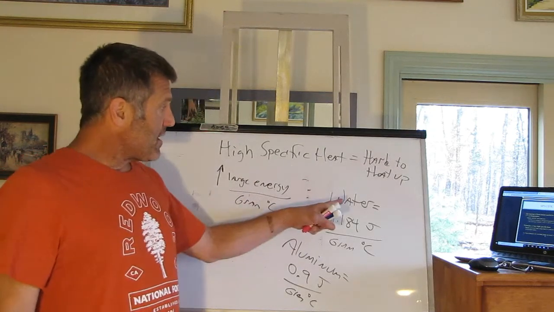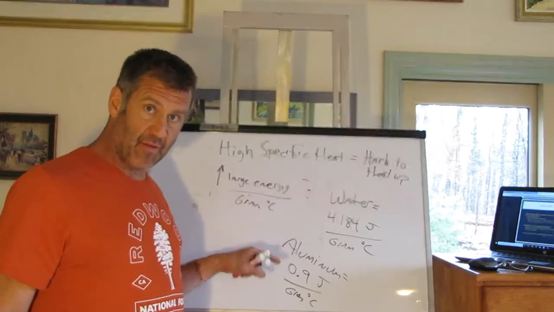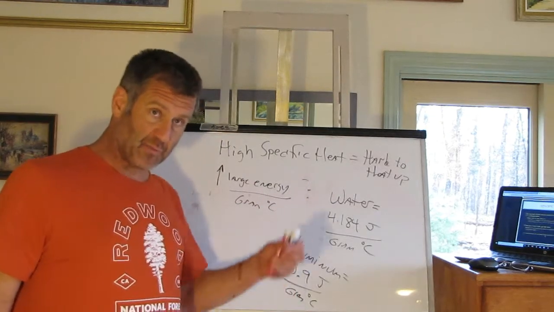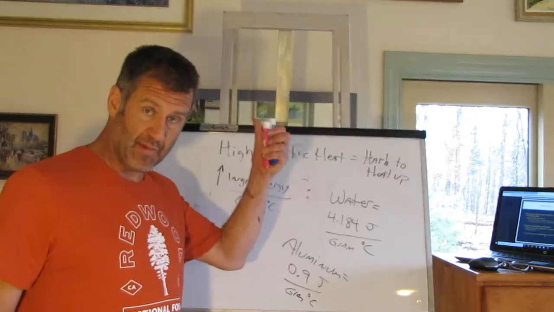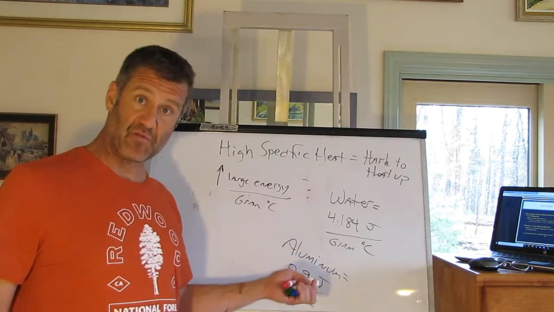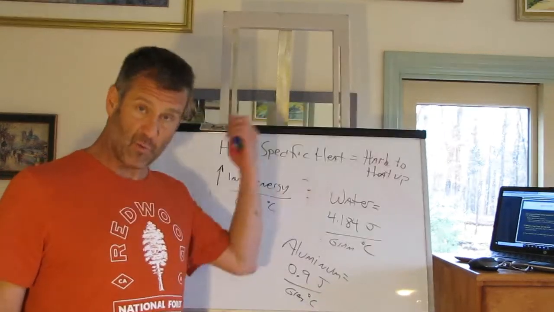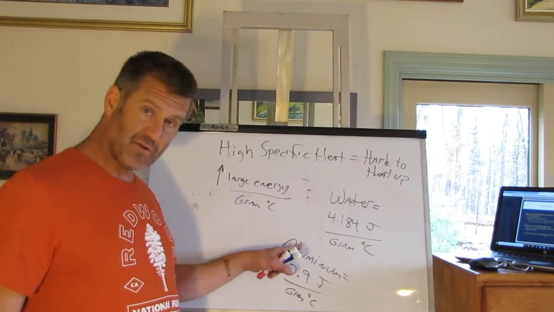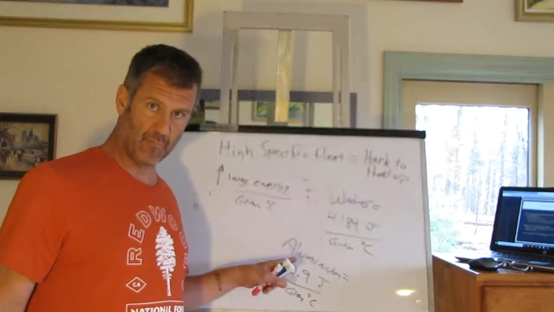Now, don't get confused with what it takes to melt, right? Aluminum's melting point is much, much higher than water, right? Water melts at 0 degrees Celsius, 32 Fahrenheit. Aluminum melts at who knows what, thousands of degrees, right? But it's still easier to heat up the aluminum, right?